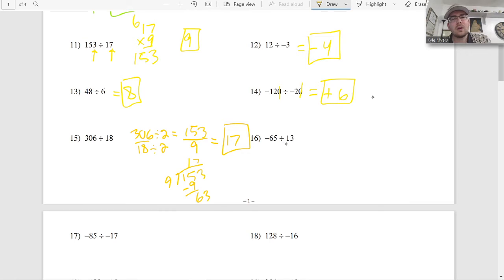So here I need to multiply 3 by something to get 5. So it looks like that's going to be 5. If it ends in 5, that means it's divisible by 5, which means I probably had to multiply that by 5. Negative and a positive make a negative, so negative 5.